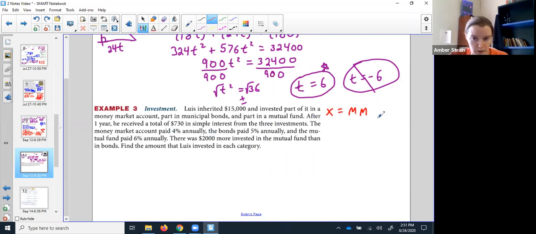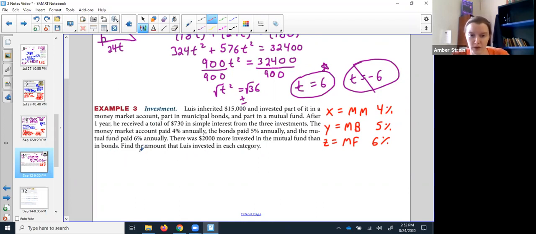And the money market is earning 4%. Just to organize our thoughts, we've got Y, the municipal bonds, and it says they are earning 5%. And then last, it's got the mutual fund, and it's earning 6%. Why don't we just throw it all in the 6%? I don't know, diversification, something. We'll have to talk to a lawyer, right?